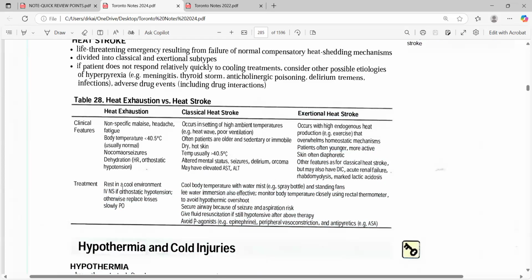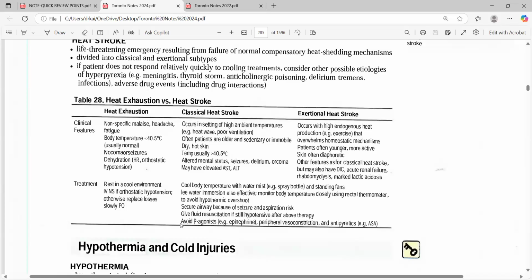In exhaustion, you can give IV fluids if he has dehydration symptoms, cool temperature, and all of that. Then comes the classical and the exertional. In both of them, you have to cool down the body temperature. Then give standing fans, secure the airway because if he's having seizure or any delirium or coma, then give the fluids because mainly the dehydration is there, and then avoid all kinds of vasoconstrictors.